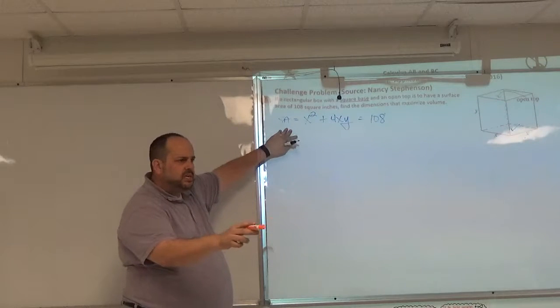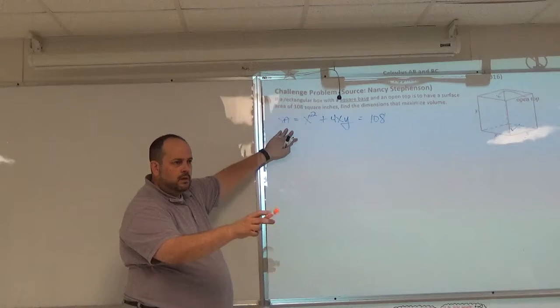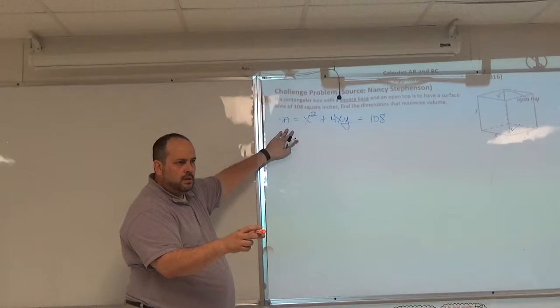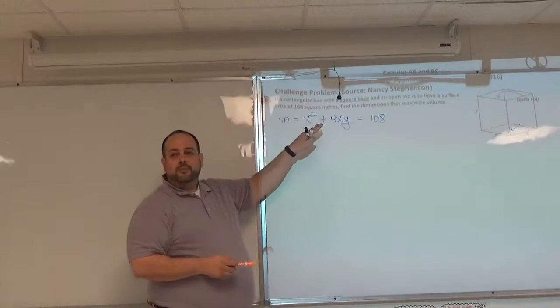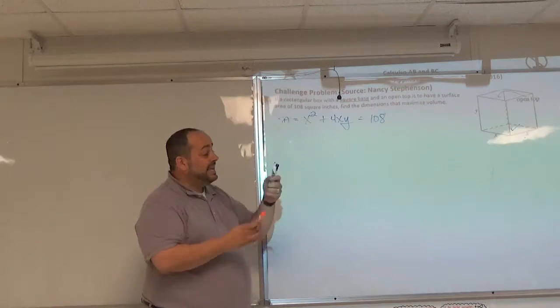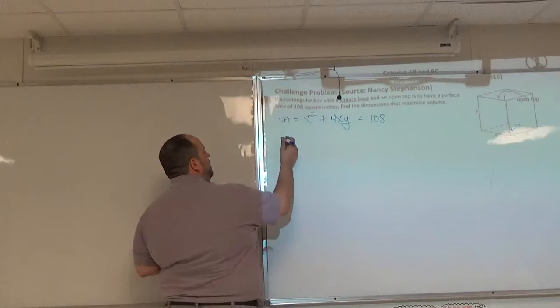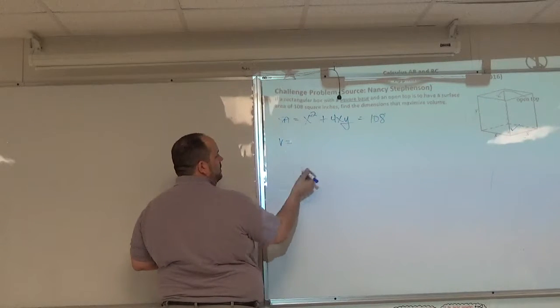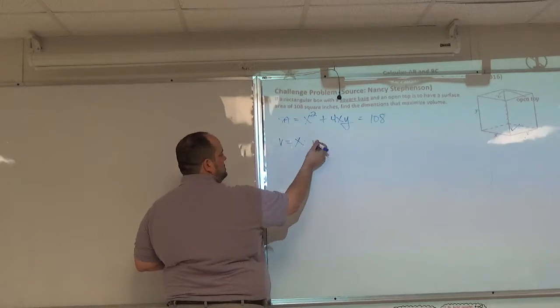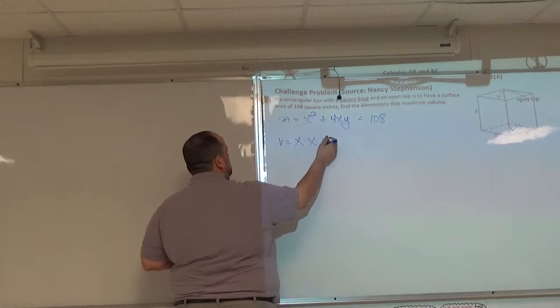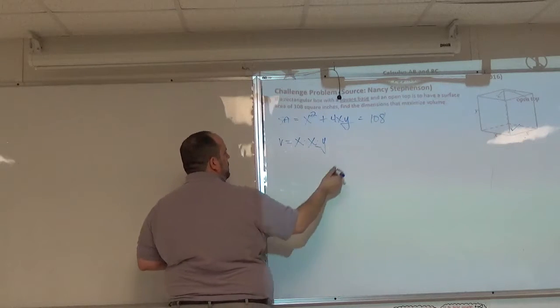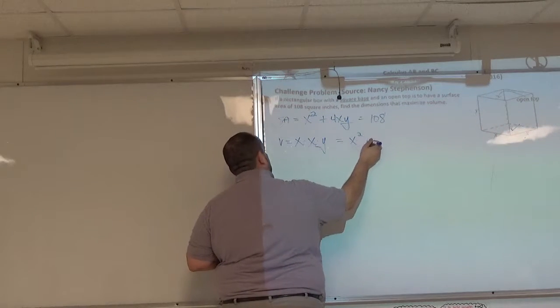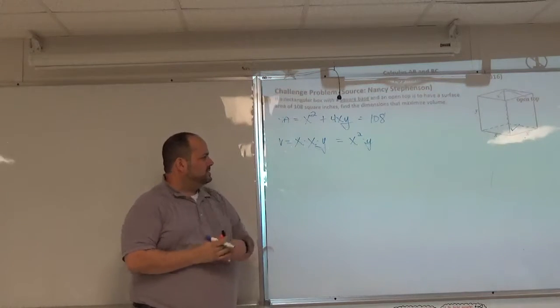So this is the thing we're going to take the derivative of? No, that's what we need to define the next step. What we're trying to maximize is volume. Get me the volume equation. Volume is x times x times y, which is x squared times y. Great, you guys know what to do.